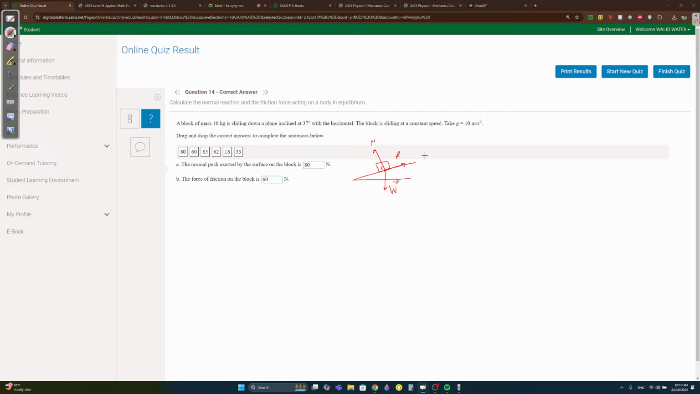You're going to draw the weight. Let's find it. It's equal to mg, because you need this to solve. Mass 10 times g 10, so 100. Draw the weight, then draw the horizontal like this. But you're going to want this angle here. You should know that this angle is 90 minus this angle here.